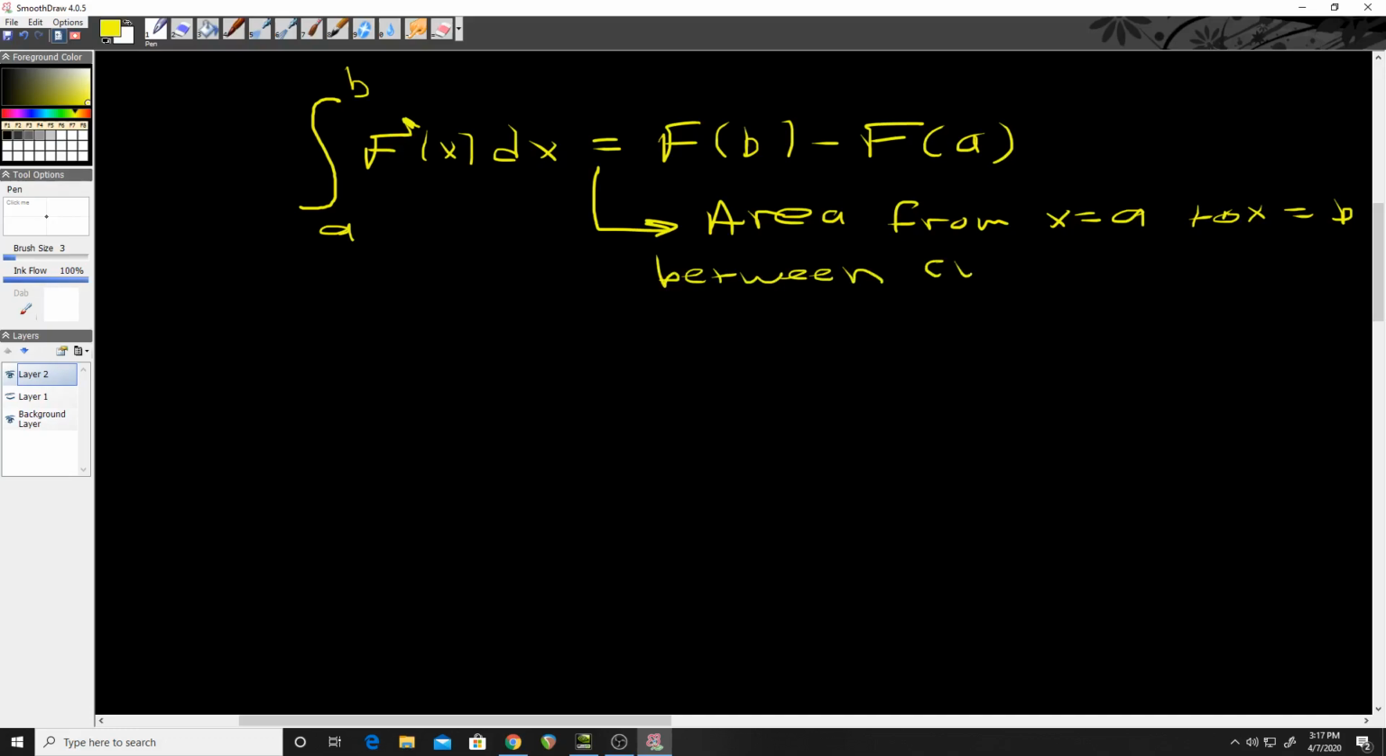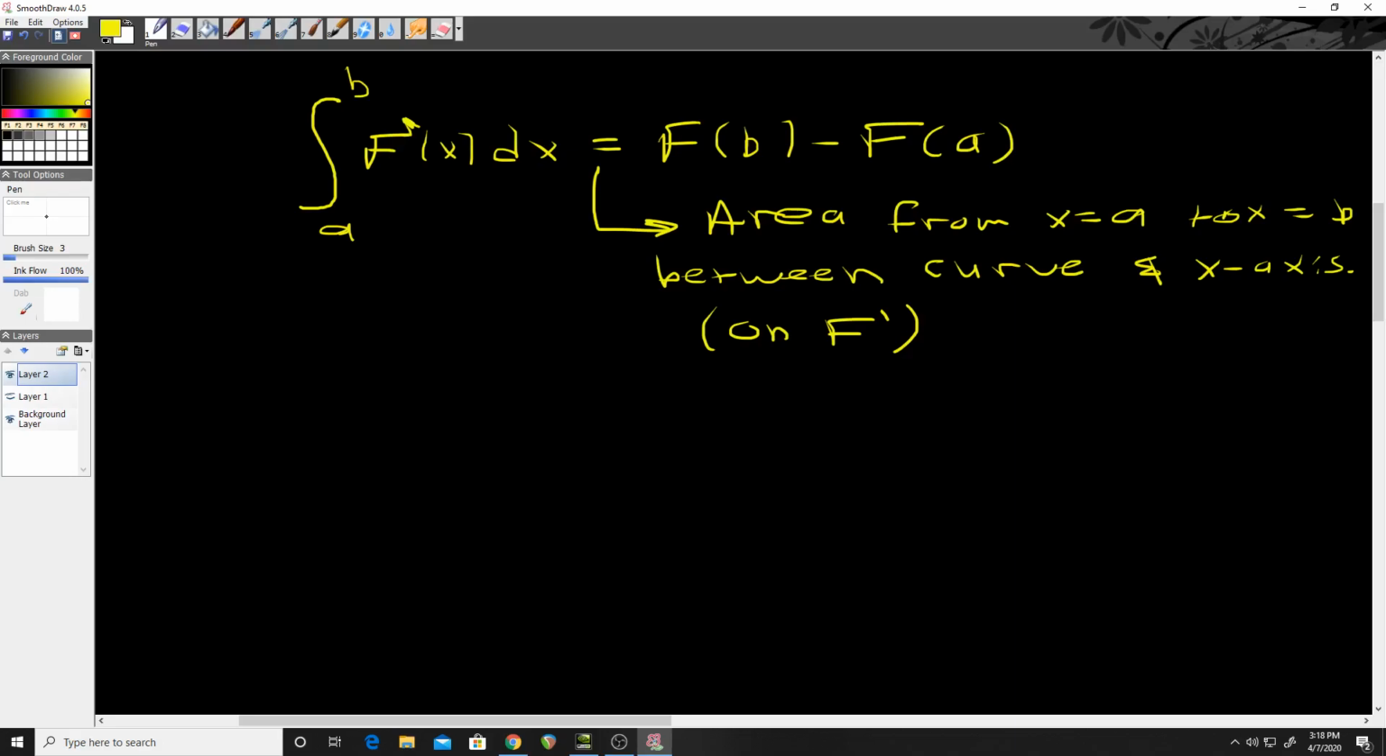between the curve and the x-axis. So that's that. There's the fundamental theorem, one of the parts anyway. And this is on F prime, the area between the function F prime and the x-axis.